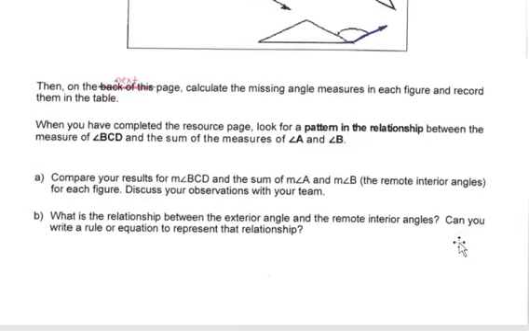Right? All I want to do is try to find missing angle measurements in the figure, and I do want you to then record them on the table below. We're going to create a nice little research page, and this is going to be something that you can look back on. And really what I want you to do is look for some type of pattern in the relationship between the measure of angle BCD and the sum of the measures of angles A and B. We'll talk about that after we go through. I want you to be keeping notice of that pattern.